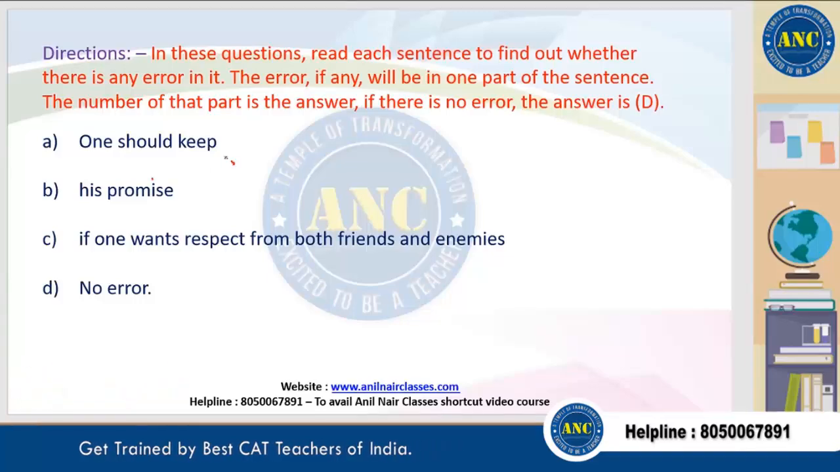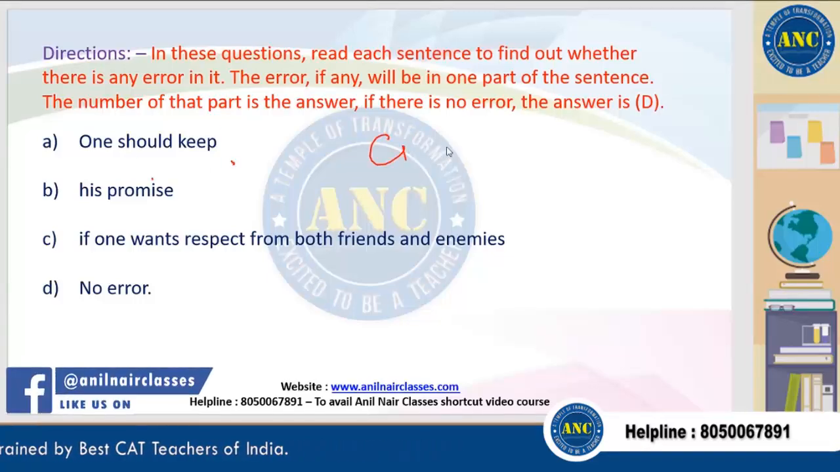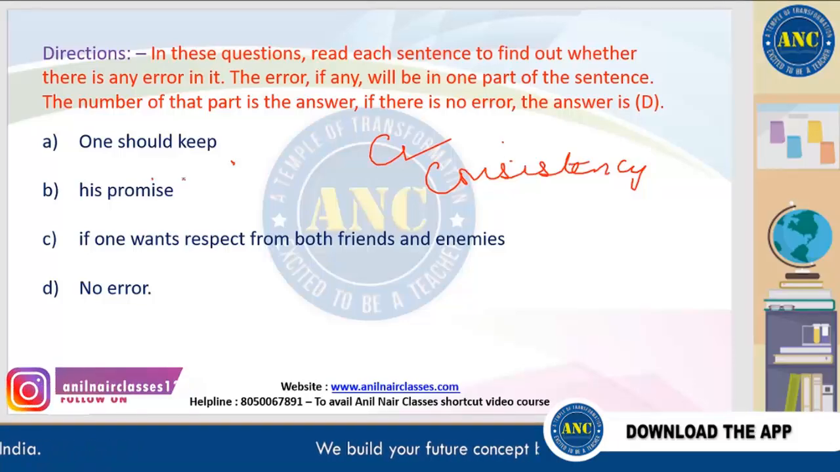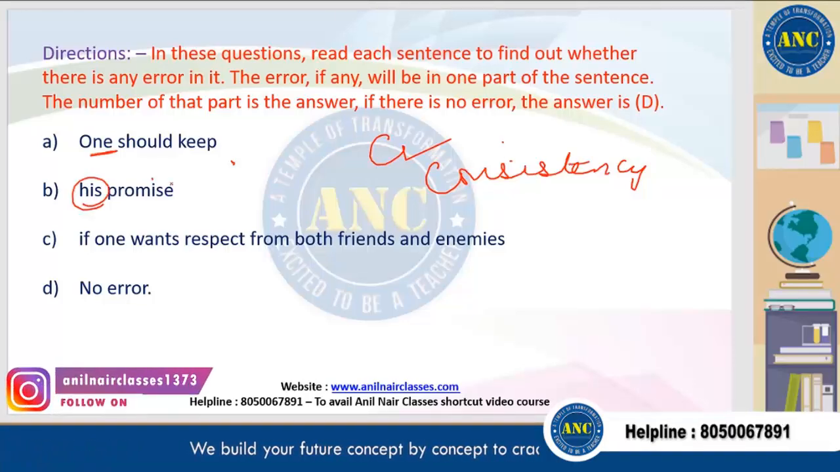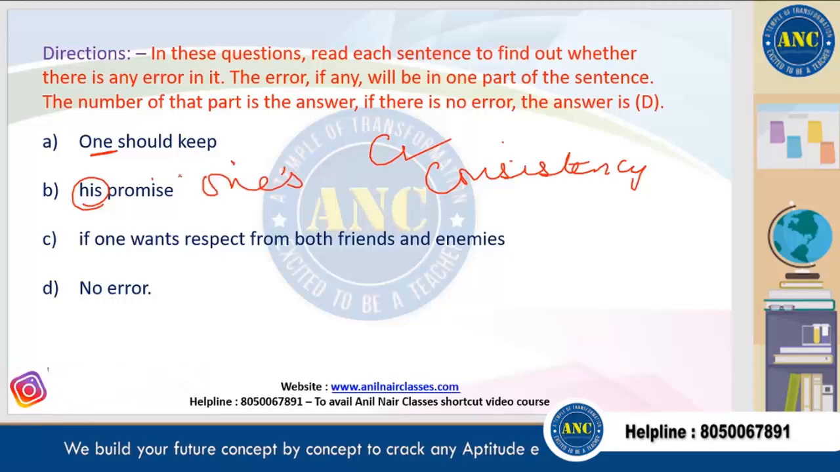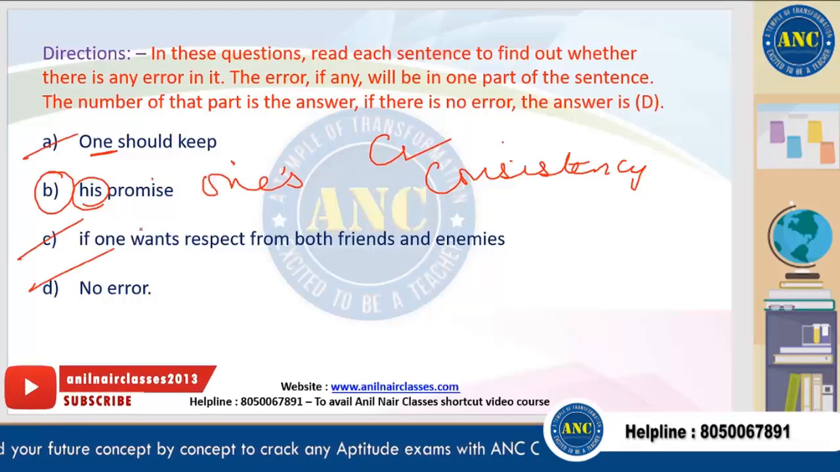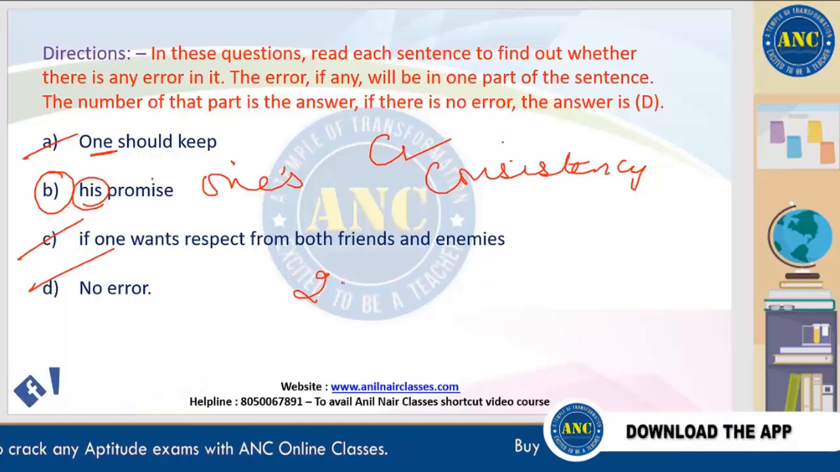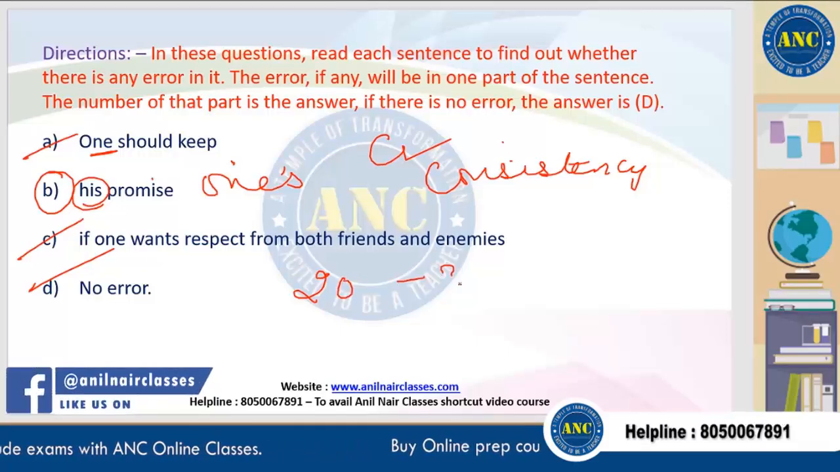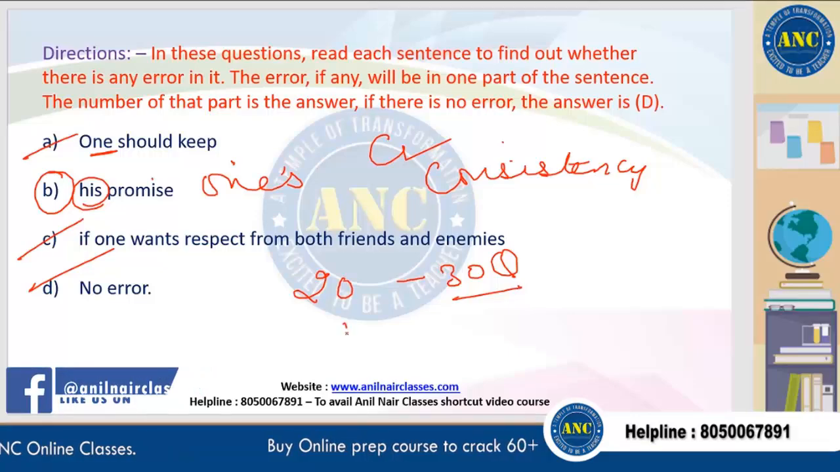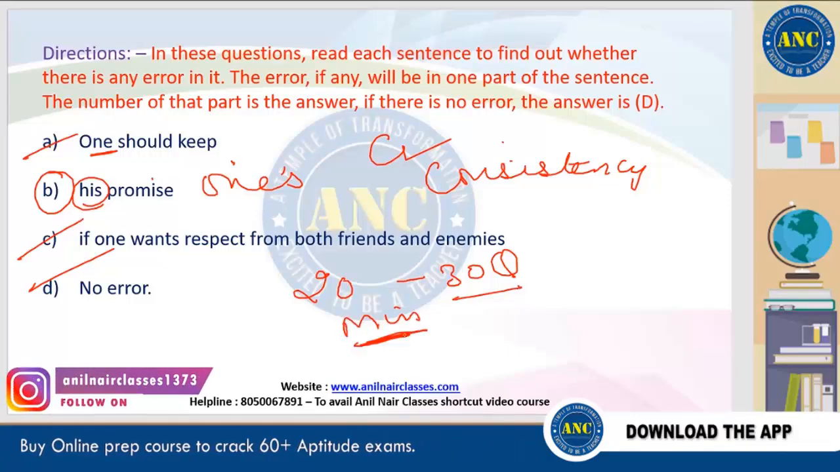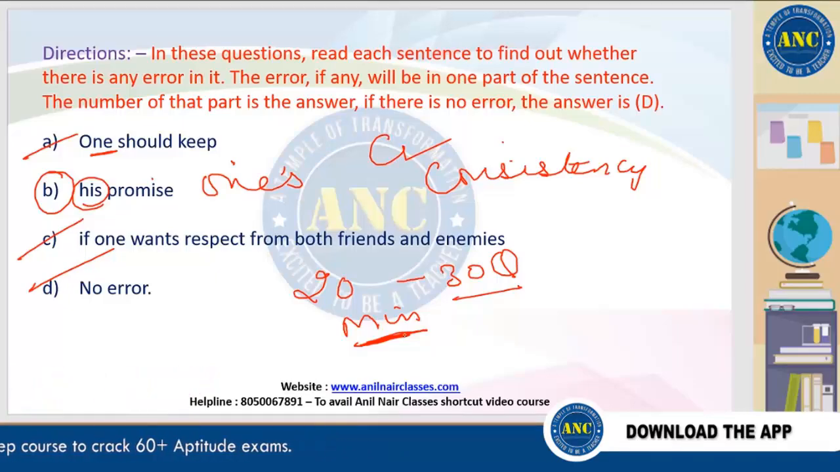One should keep his promise. Again, our consistency comes into the picture over here. Right? So if you have used one, how can you use his? So it has to be one's promise. Clear? One glance only you should see. You get only 20 minutes to do 30 questions. So 30 questions are there and 20 minutes are there. Where is the time, dear? So with one glance, if something could be solved, solve it and move ahead to the next question.